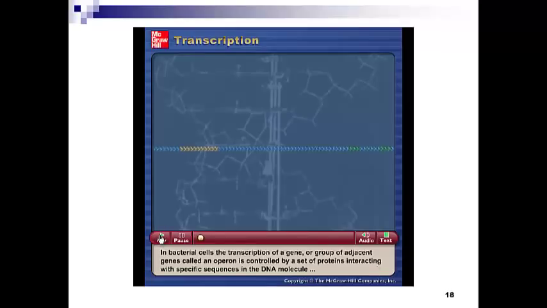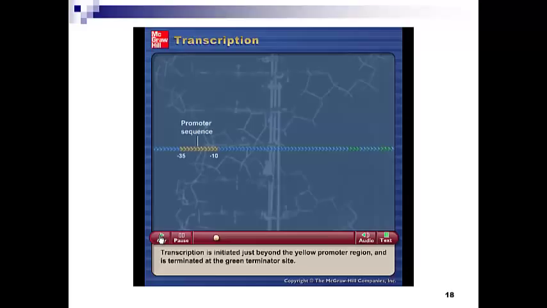In bacterial cells, the transcription of a gene or group of adjacent genes called an operon is controlled by a set of proteins interacting with specific sequences in the DNA molecule, leading to the initiation of transcription and the termination of a transcript. Transcription is initiated just beyond the yellow promoter region and is terminated at the green terminator site.